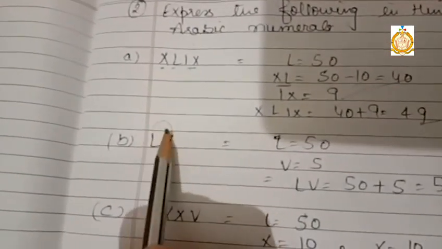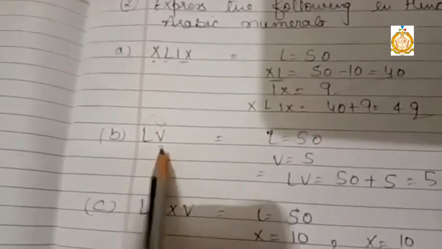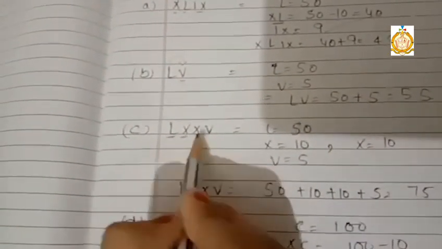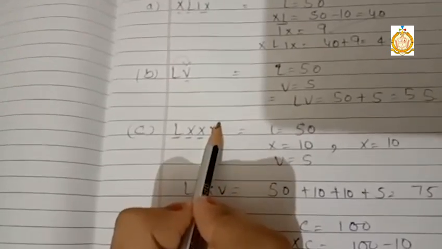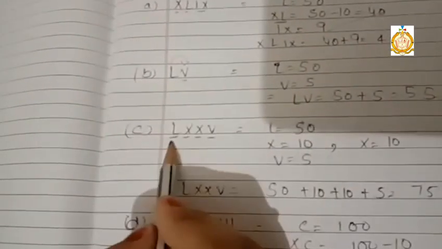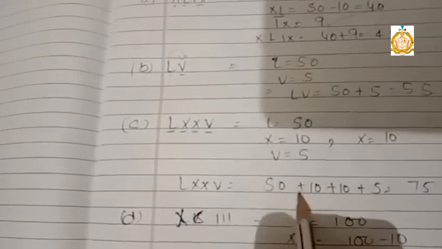Now LV, L means 50, V means 5. Now it is on the right side, so it must be plus. So 50 plus 5 is 55. Now LXXV, L is 50, X is 10, 10, 5. Now they are on the left side, right side, so all the terms are going to be plus, means 50 plus 10 plus 10 plus 5, that is 75.